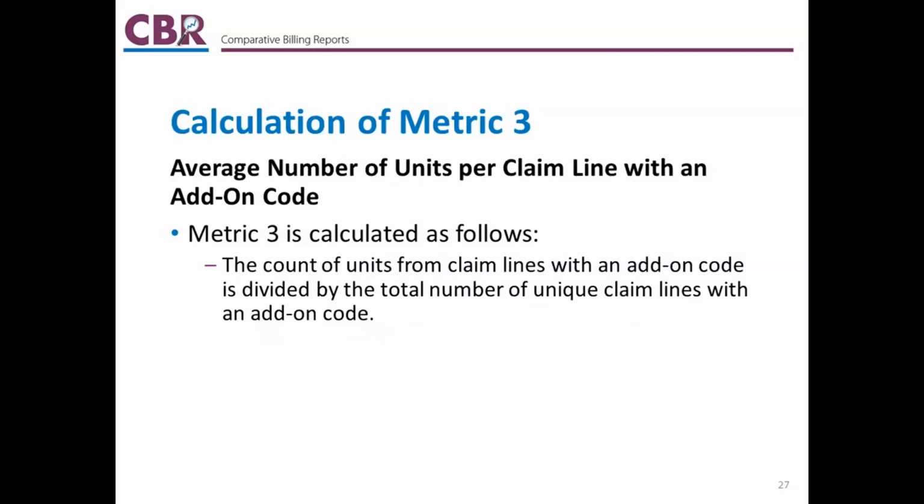Finally, we arrive at metric 3, the average number of units per claim line with an add-on code. This metric was calculated by dividing the count of units from claim lines with an add-on code by the number of total unique claim lines with an add-on code. Let's see the sample figures on the CBR for metric 3.